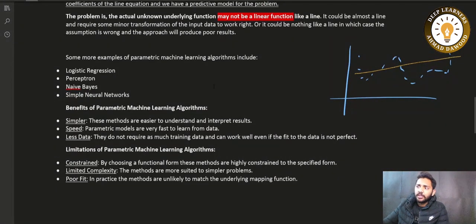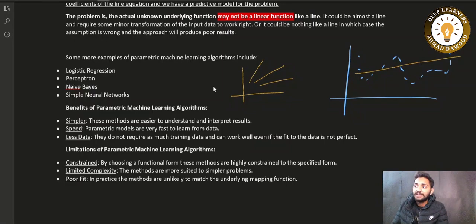In parametric machine learning algorithms, you have already assumed that this type of structure, this type of mathematical form, exists in your data set. You have already figured out what sort of relation exists. Now you just have to find the best parameter values. Let's say in linear regression, if your data set has a linear relation between inputs and outputs, then you just have to find what the coefficient and the intercept should be.